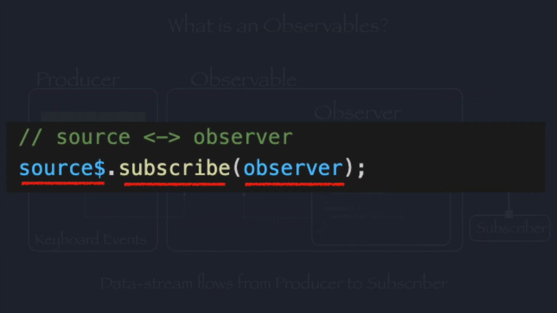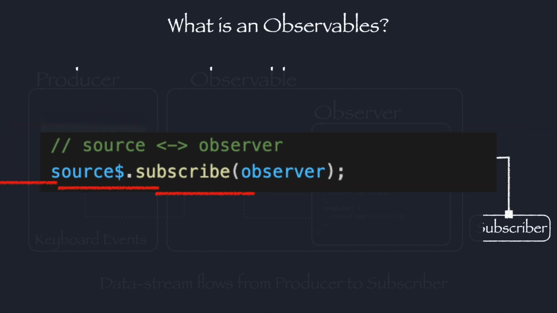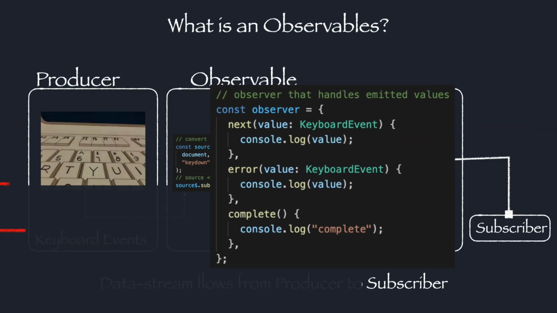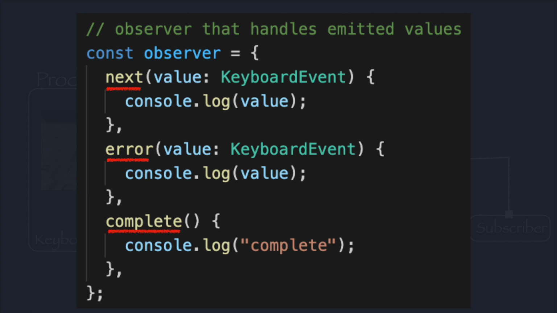To subscribe, we need to pass an observer object to the subscribe function of the observable. The observer signature includes three functions. Next handles the success path. Error handles the failure path. And complete finalizes the subscription.